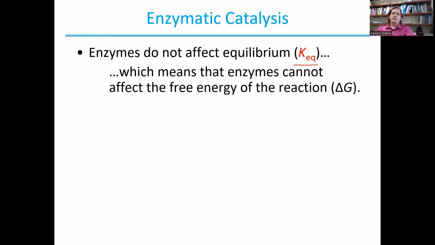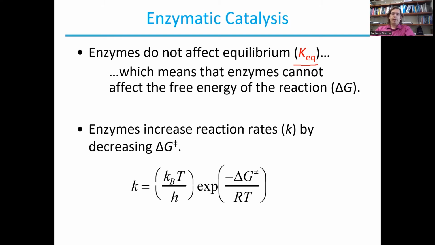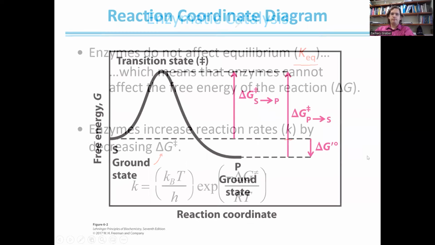So if a reaction is non-spontaneous, it's still going to be non-spontaneous when we have an enzyme, right? An enzyme can only change the rate of a reaction. So they will increase reaction rates. So that's our small k, our rate constants. And they do this by decreasing the delta G of our transition state, right? So this is the activation energy for our reaction.